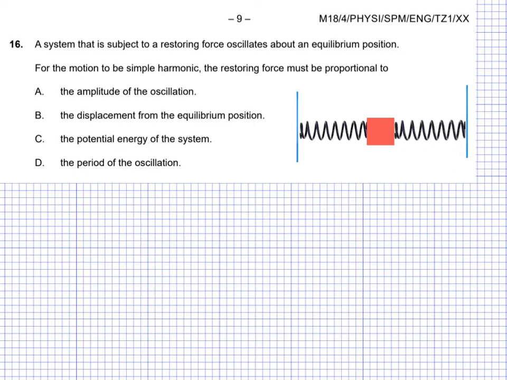Hello everyone, this is another IB Physics past paper review. This is May 2018, paper 1, standard level, and this is page 9. Here we have question 16.